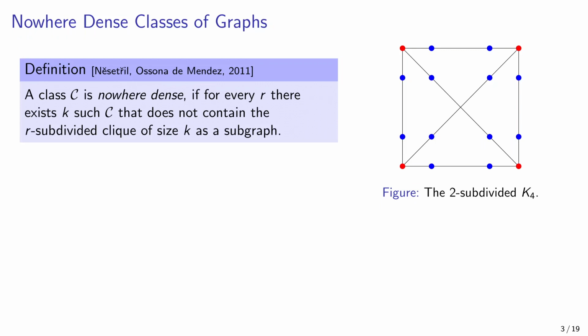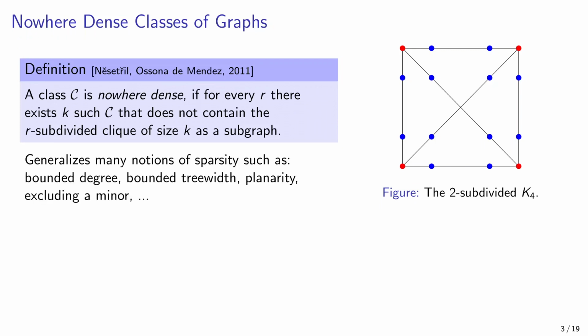We start with a clique of size 4, those are the red vertices, and on every edge we placed 2 subdivision vertices. This notion of nowhere density generalizes many other important notions of sparsity, such as bounded degree, bounded tree width, planarity, and excluded minors.